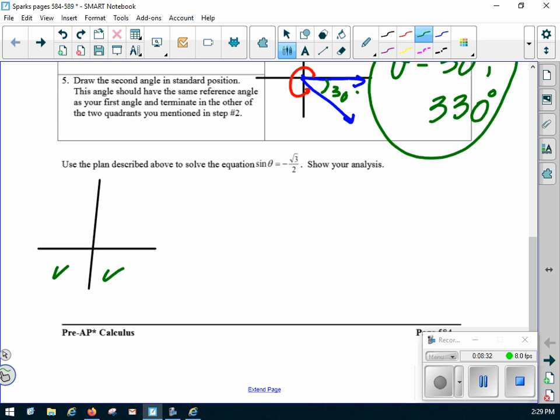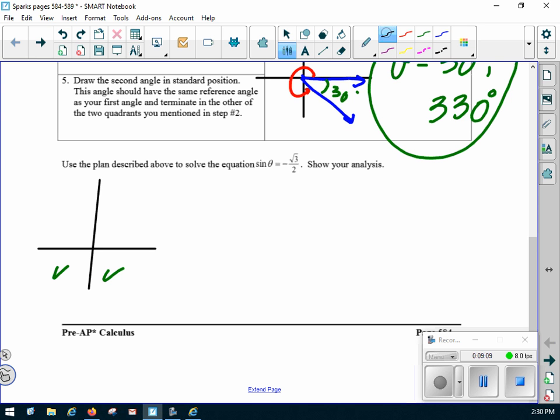I got to find two angles. I got to find one that terminates in quadrant 3 and one that terminates in quadrant 4. You with me? Now, this is the part that I need you to think about. Always go back to quadrant 1 because that's the one that you learned with your hand. What angle in quadrant 1 has a sine of square root of 3 over 2? 60 degrees. So 60 degrees will be my reference angle in both of those quadrants.